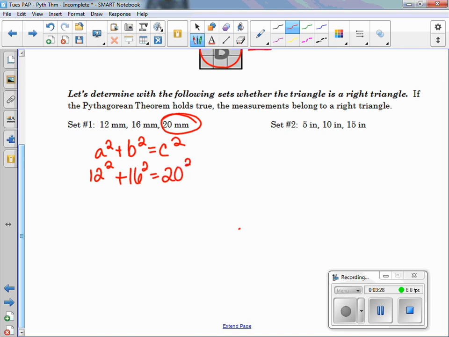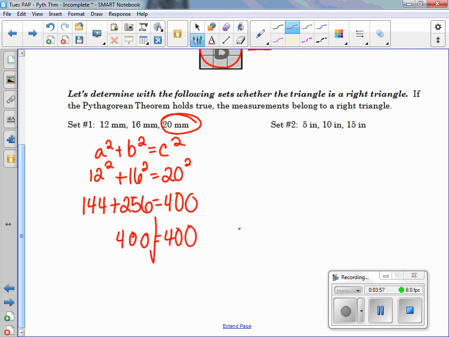This is where memorizing your perfect squares really comes in handy because you can spend a lot less time doing calculations. I have all these memorized, so I know that 12 squared is 144, 16 squared is 256, and 20 squared is 400. So then I really just have to do this addition here. 6 and 4 make 10. I'm going to carry my 1. 5 and 4 plus my 1 makes another 10. And I'm carrying my 1, so that makes 400. So does 400 equal 400? Yes. So this is a right triangle.